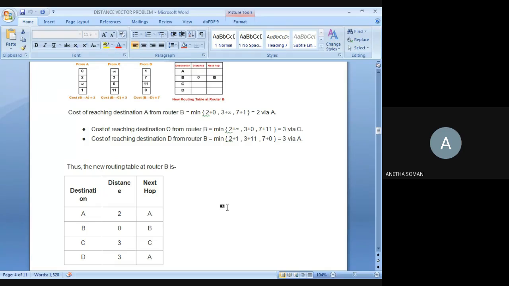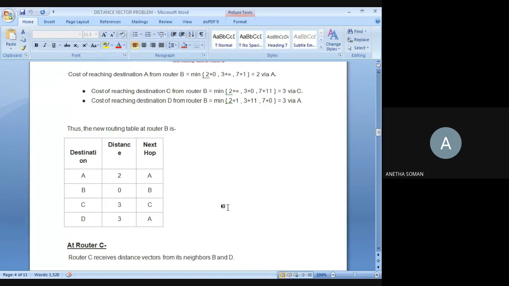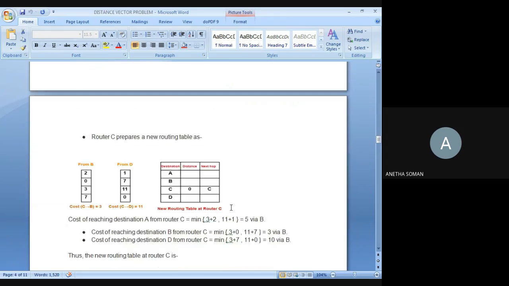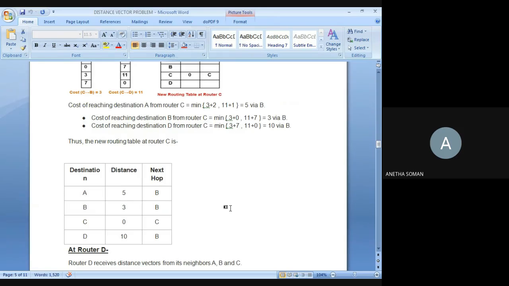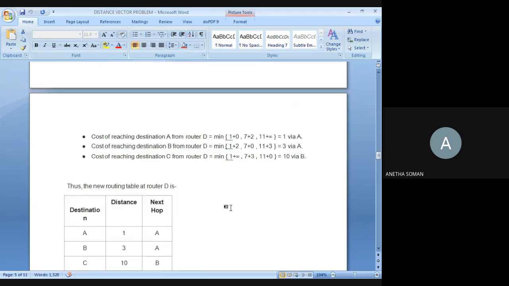Now, what you have to do? For C, you have to find out using the same method. Router C. Try to work it out and see what you get. At router C, you have to find out who the neighbors are, find out the cost, and you will find the new routing table. Similarly, for router D, find out the cost and the new routing table.